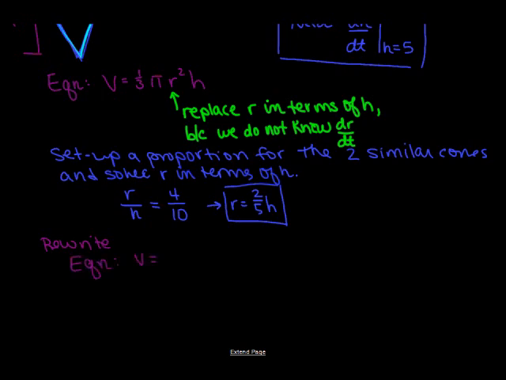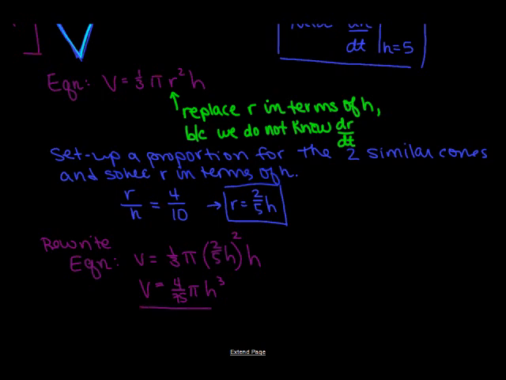So volume now is going to be equal to 1/3 pi. In place of r, we're putting 2/5 h. That radius is squared, so 2/5 h squared times the height. And when we simplify that, we've got to do 2/5 squared times 1/3. So that's going to give us 4/75 pi, and then we have h squared times h, so h cubed.